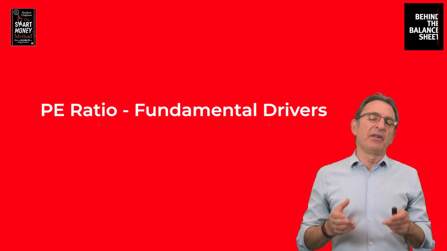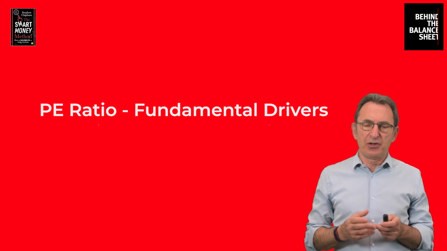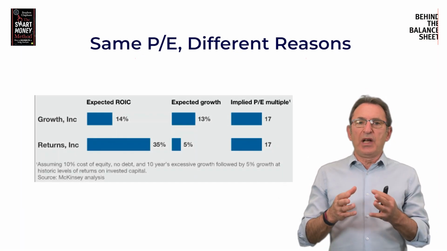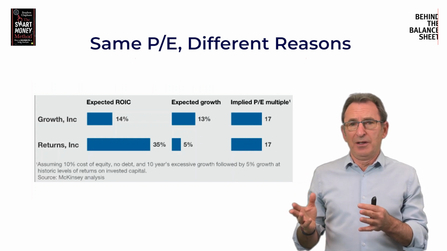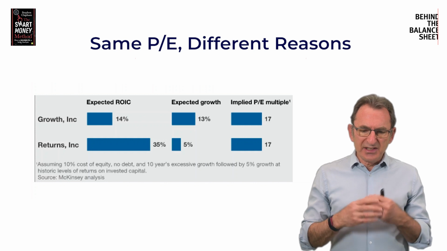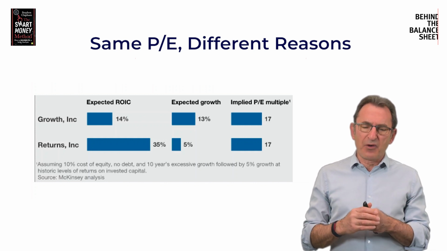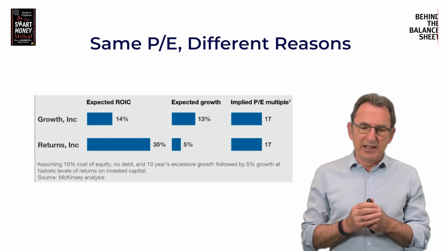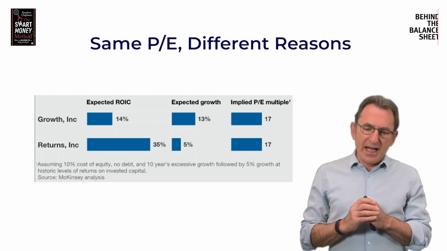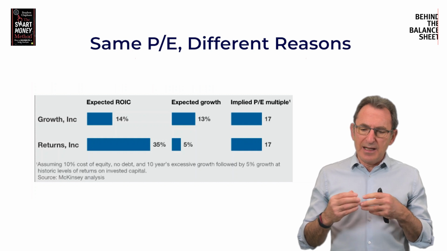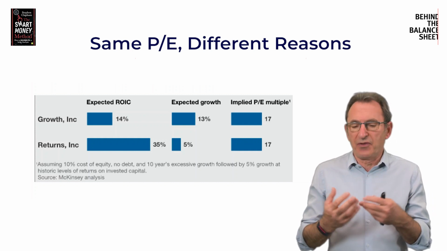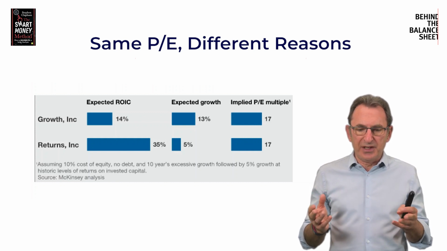But let's talk about some of the fundamental drivers of the PE ratio, because this is what's really interesting. Because often you'll get two companies which are very different, but have the same PE. And how do you think about that? This is an analysis from McKinsey, probably the valuation gurus in the world. And they're just showing you an implied PE multiple, which they've calculated according to a valuation formula, of two different companies.